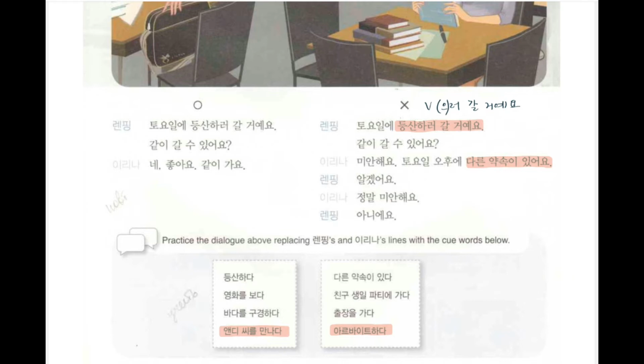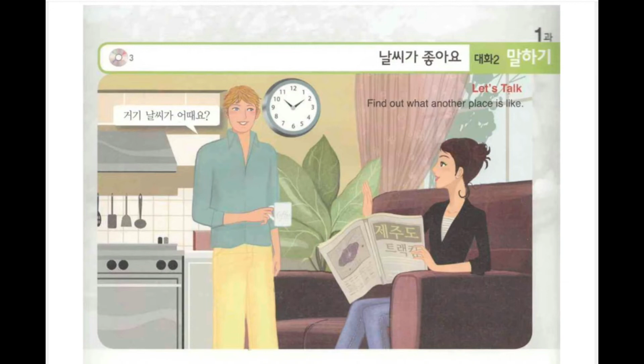여러분이 이리나입니다. 시작. 토요일에 앤디 씨를 만나러 갈 거예요. 같이 갈 수 있어요? 알겠어요. 아니에요. 자, this time 제가 이리나 할게요. 여러분이 렌핑 하세요. 시작. 미안해요. 토요일 오후에 아르바이트 해요. 정말 미안해요. Very good, everyone.